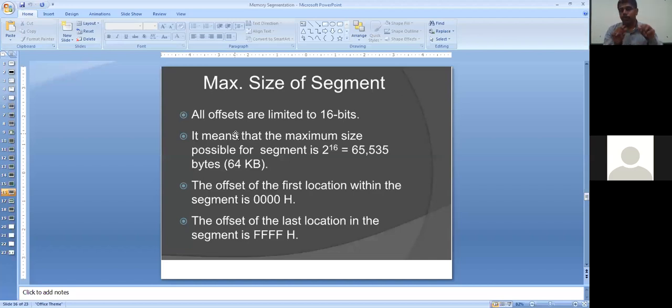Okay, so if you are specifying any particular base address, from that base address you can point to a maximum of 64,000 bytes, 64 kilobytes, right? If the offset is not specified, then the base address corresponds to the starting point of the segment, and the offset of the last location in that particular segment corresponds to the maximum that is representable in 16 bits, that is FF.